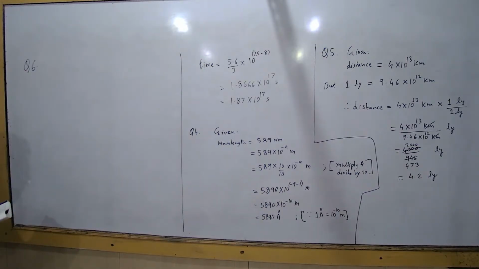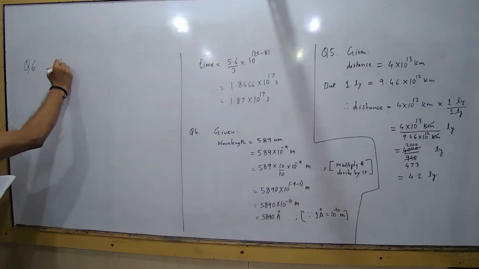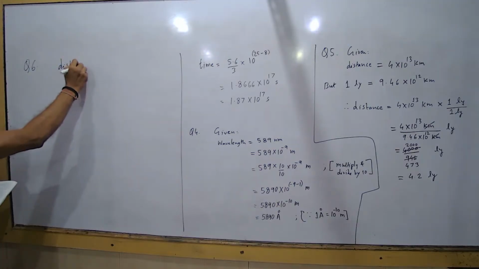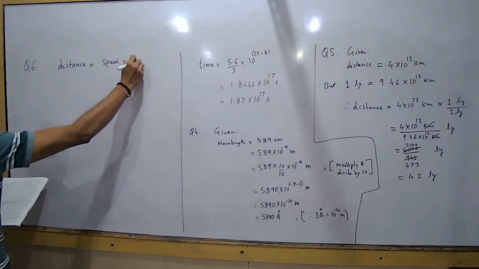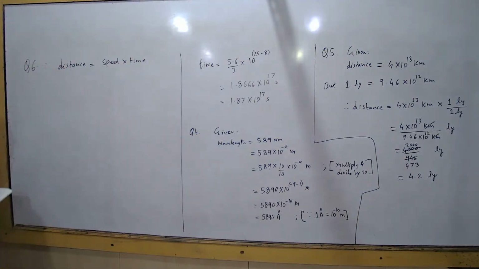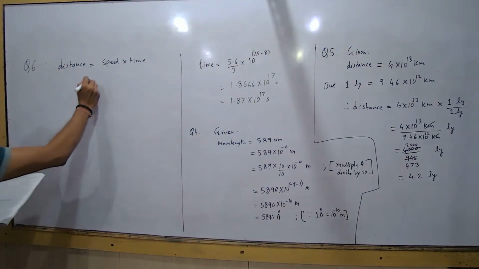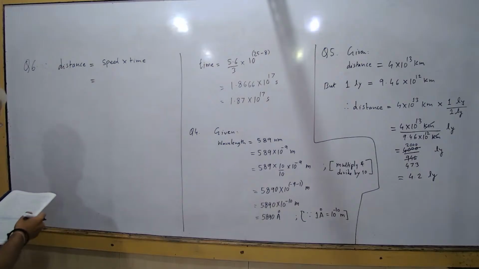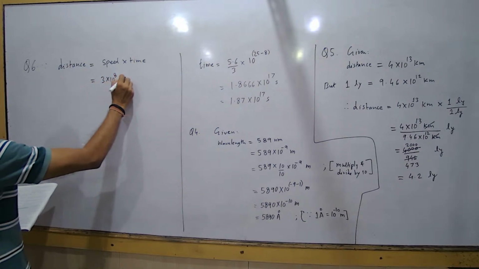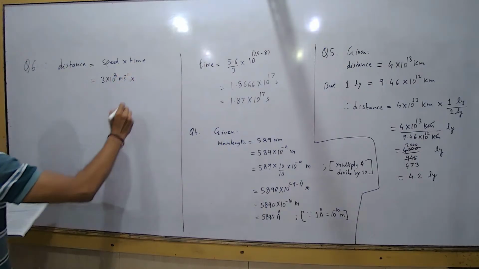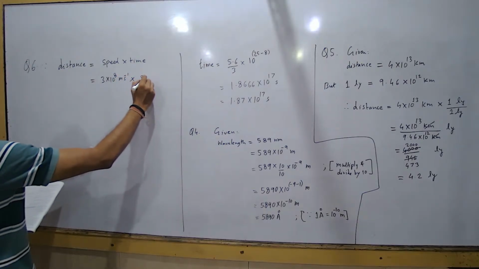It takes 8 minutes for light to reach from sun to earth. The speed of light is taken to be. So again distance. So what is distance? Speed into time. This is a formula. Now substitute what is given here. Speed of light given is 3 into 10 raised to 8 meter per second. Time given is 8 minutes. So 8 minutes in second will be 480 seconds.